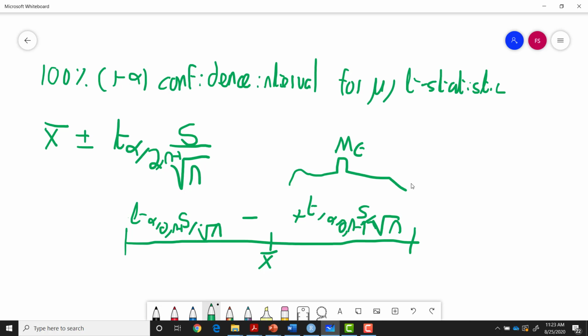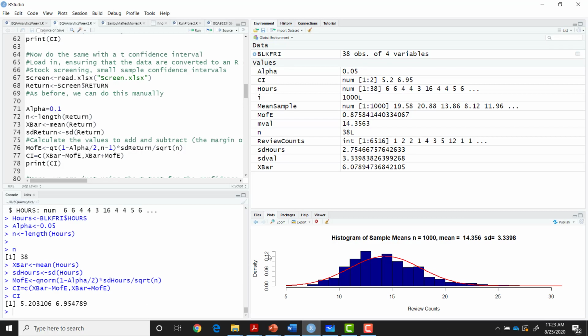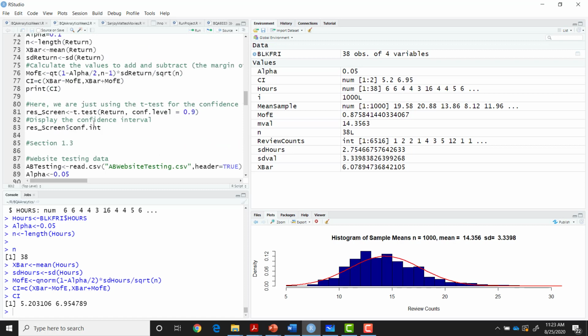Now, if you recall, in your business stats, when you were calculating this, you just looked at the distribution at the back of your textbook. You'd have your different alphas on the columns, and then you'd have your degrees of freedom down here, and then you get the t statistic. But here we can just let R do this for us.